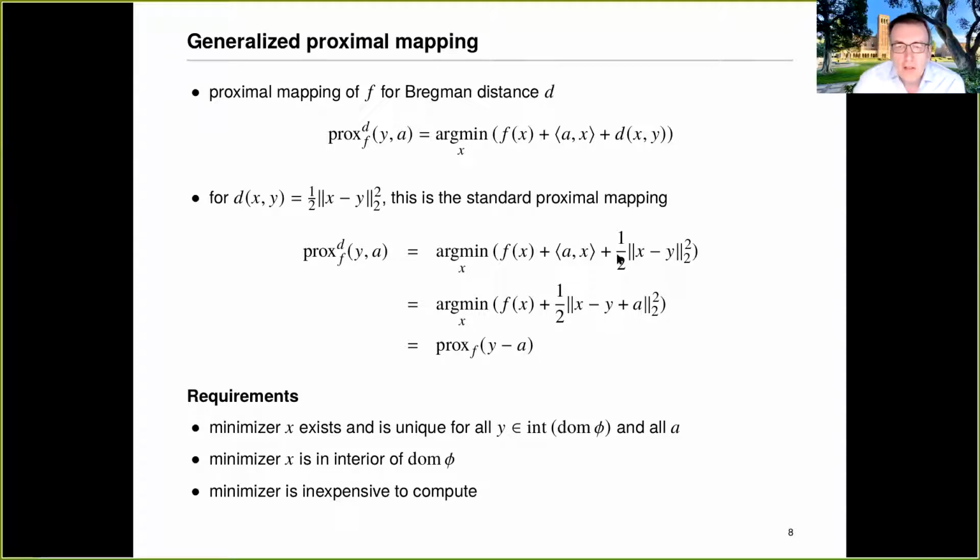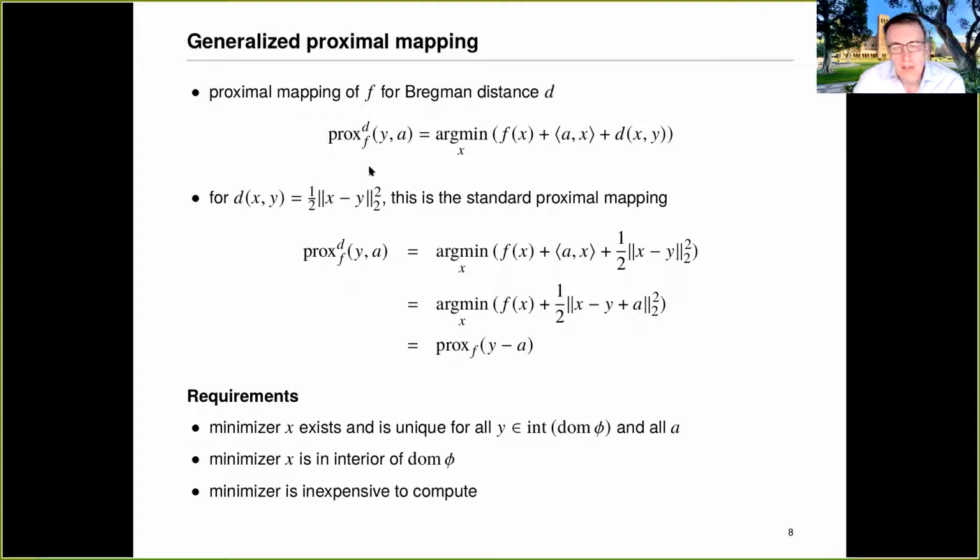In the general case, you cannot really combine them, so we keep a and y separate as two arguments of the proximal operator. It's also easier to just spell it out than to have one notation. But this is the operator we'll need. And in the standard case, we know that this always exists and is uniquely defined for every y and every a. For generalized distances, it's much more complicated to give general definitions.